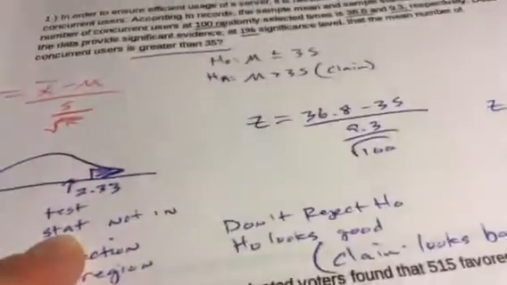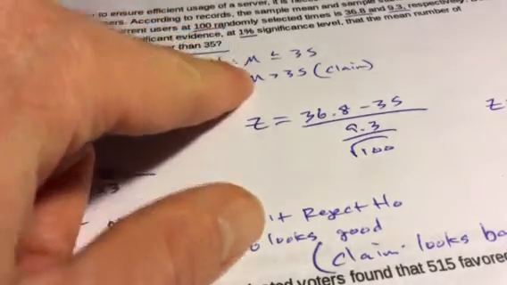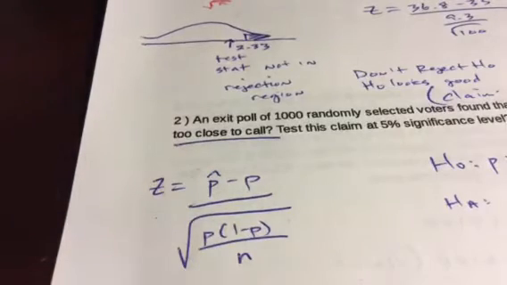That means we don't reject H0. So we're saying H0 is pretty good. That means the alternative is not good, so the claim looks bad. That's everything you need to do to answer these questions Friday. You're going to have 10 questions on your quiz. The quiz is ready to go.